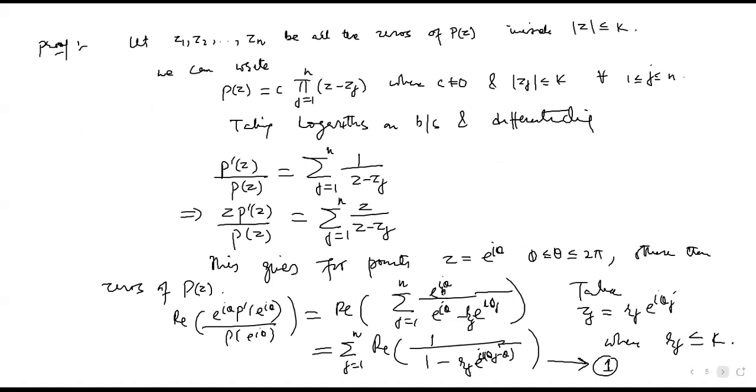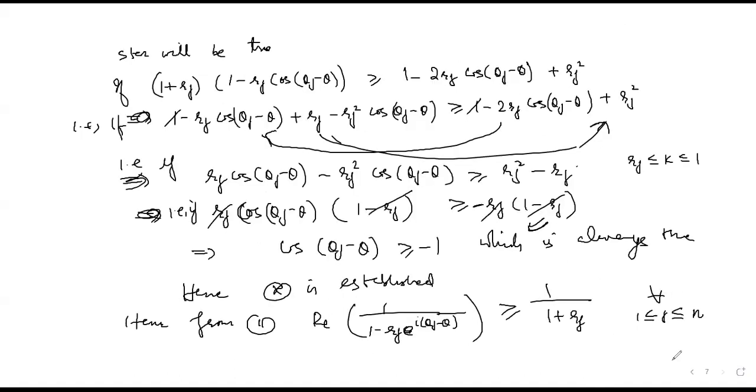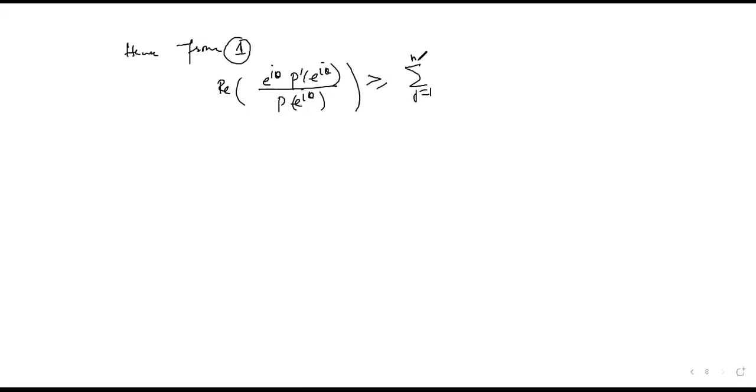So hence from equation first, I should have the real part of e raised to the power iota theta into p dash at e raised to the power iota theta, divided by p of e raised to the power iota theta, should be greater than or equal to the summation j runs from 1 to n of 1 by 1 plus rj, right?